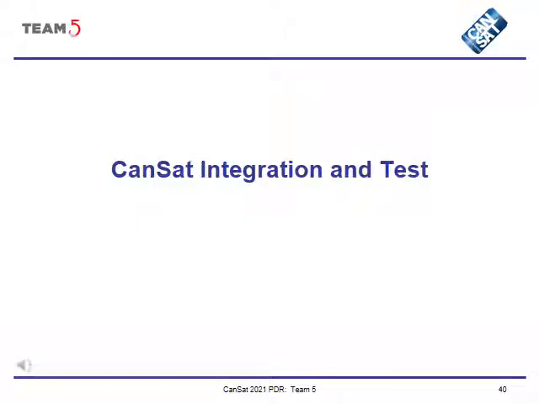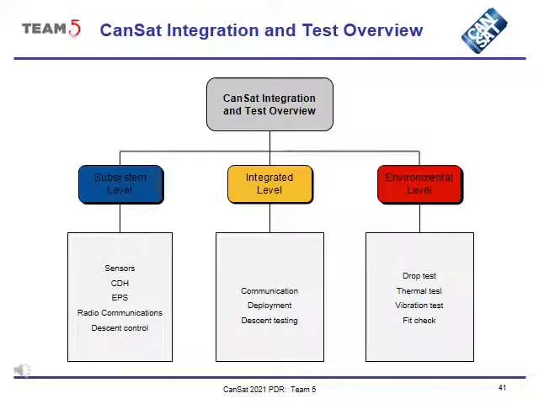Cansat integration and test. Here we have a chart of the Cansat integration and test overview. This one is divided by 3 levels. The first one is the subsystem. It includes sensors, CDH, EPS, radio communications, and design control. The second one is integrated level, which is communications, deployment, and design testing. And the last one is environmental. It includes drop test, thermal test, vibration test, and fit check.